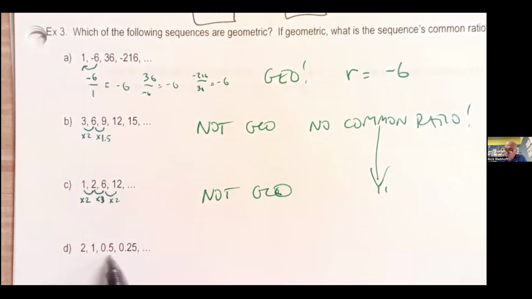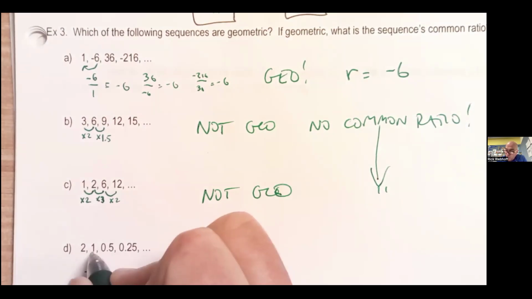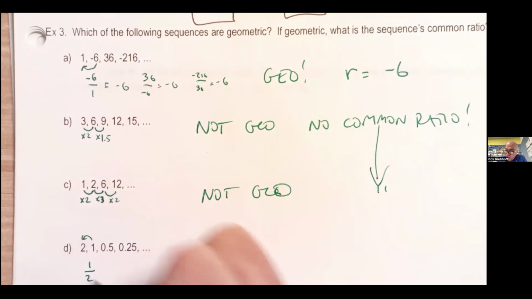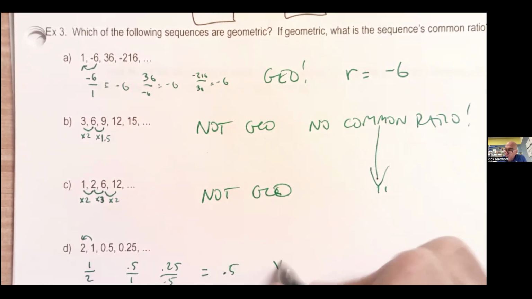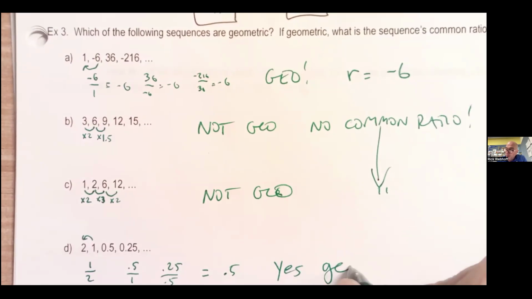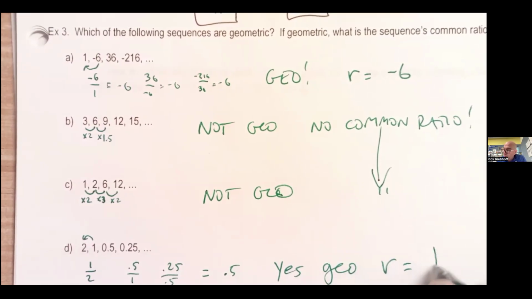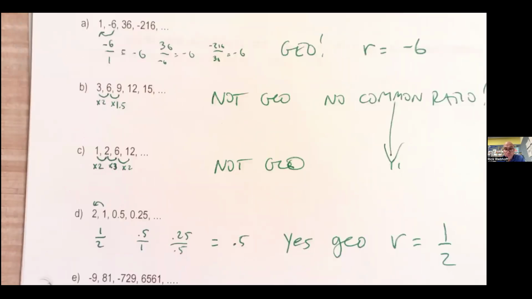All right, 2, 1, 0.5, 0.25. Well, let's do it this way where we take one and divide it by the one before it. That's 1/2. 0.5 divided by 1 is 1/2. 0.25 divided by 0.5, all of these equal 1/2, right? So yes, geometric, and our common ratio is 1/2 or 0.5, right?